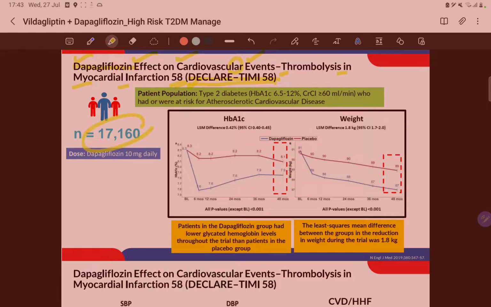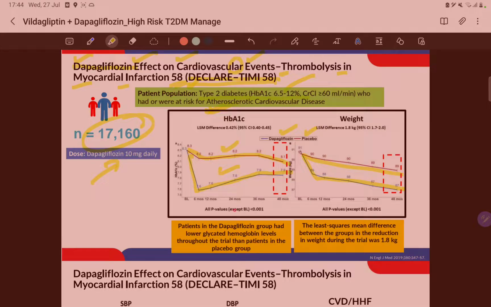Now the patient population was around 17,160 patients with type 2 diabetes with an HbA1c of 6.5 to 12%, and we can see the risk of atherosclerotic cardiovascular disease was high in those patients. The intervention was dapagliflozin 10 milligram daily, and we can see this in the two graphs over here. You can see the placebo over here and dapagliflozin down below. Similarly here also in the weight.